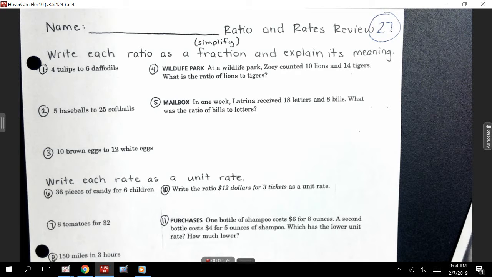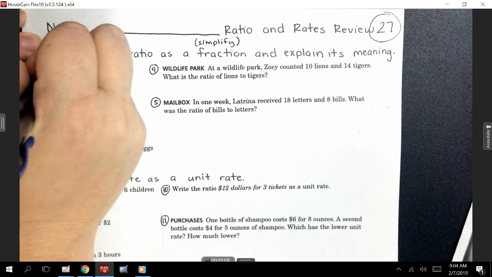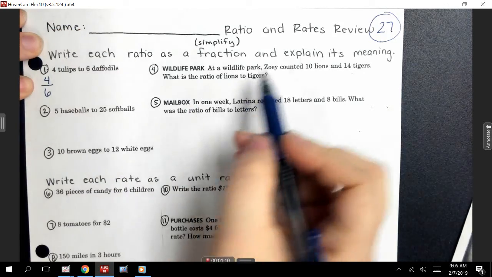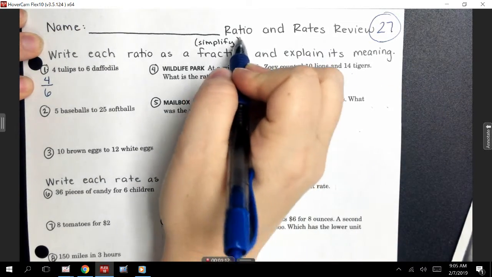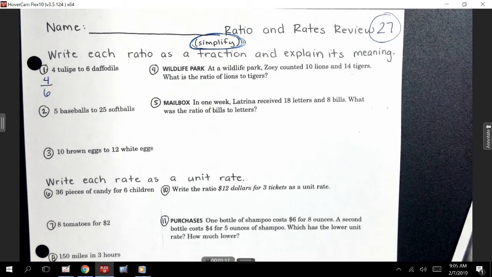So on number one, it says set up the ratio, which means that's just my fraction. So what is my fraction going to look like on number one? 4/6. And then it says to simplify. Do y'all see right here where it says simplify? Guys, does simplify mean make a 1 on the bottom? No, simplify means just divide them as small as you can. Should I get a decimal on these? No. All right, so 4 and 6, what can I do to simplify that, Dalton?